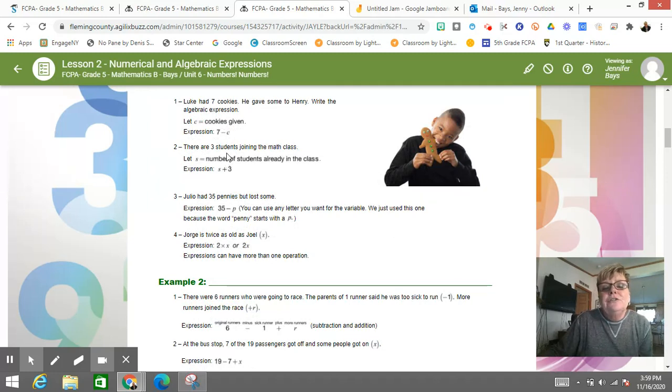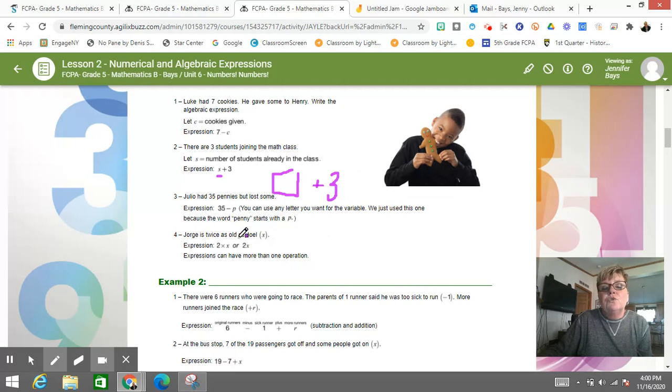So let's look at another example. There are 3 students joining the math class. Let X equal the number of students already in class. Well, we don't know how many students are in class, so that would be like fill in the box, however many kids are in the class, plus 3 equals the number of kids in the class. In this case, they used an S for a variable. So S plus 3 equals the number of kids in class.